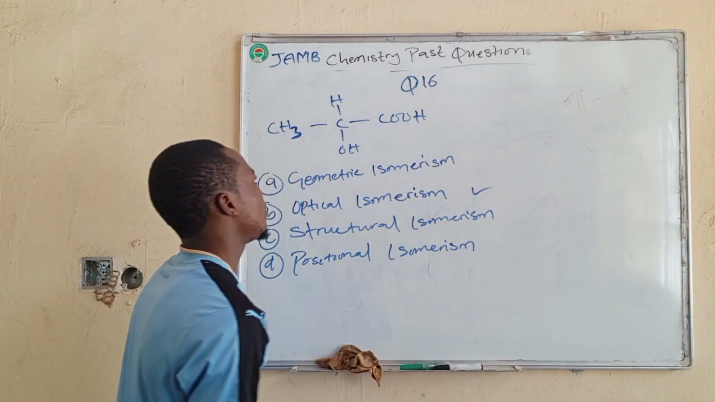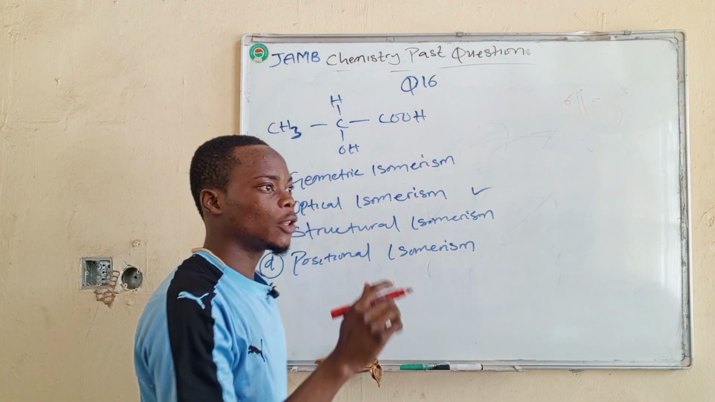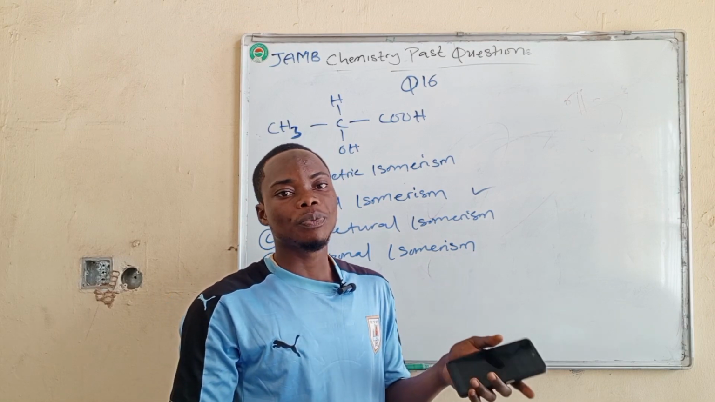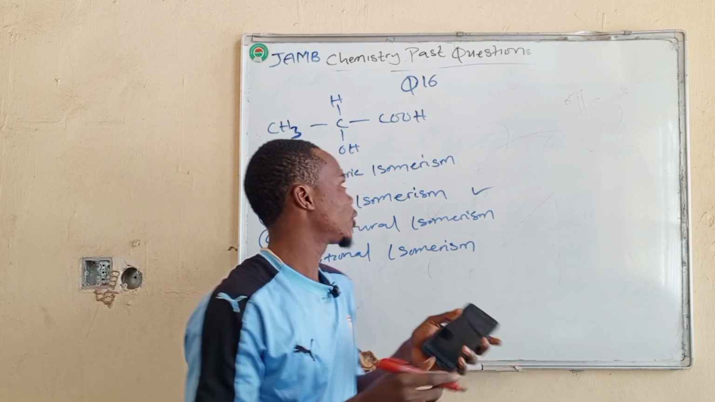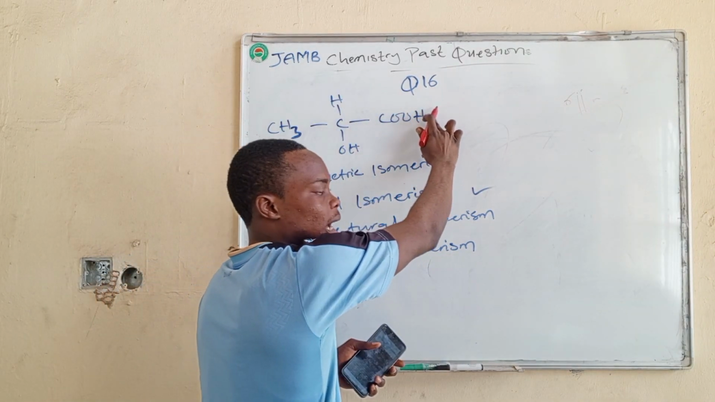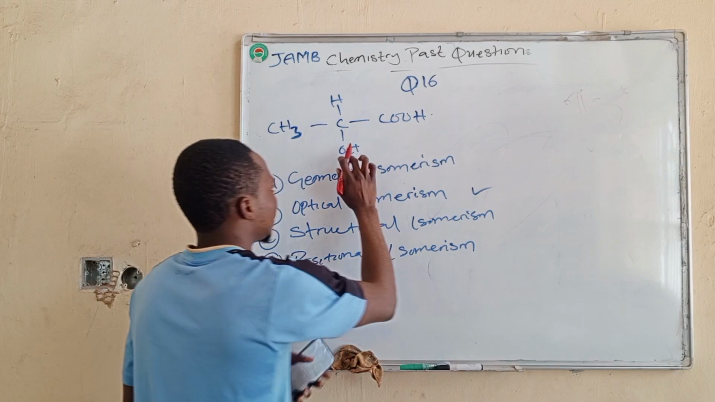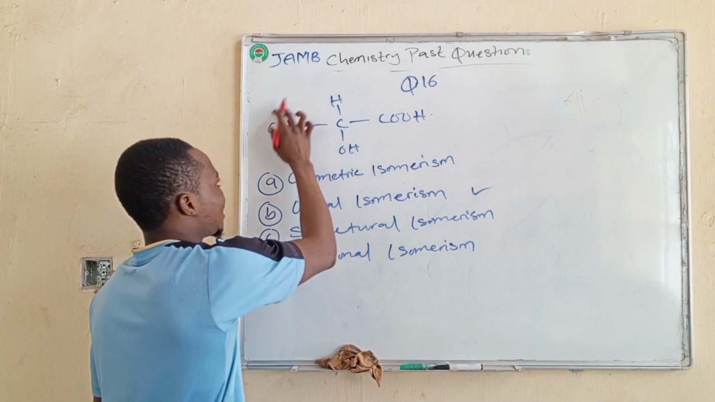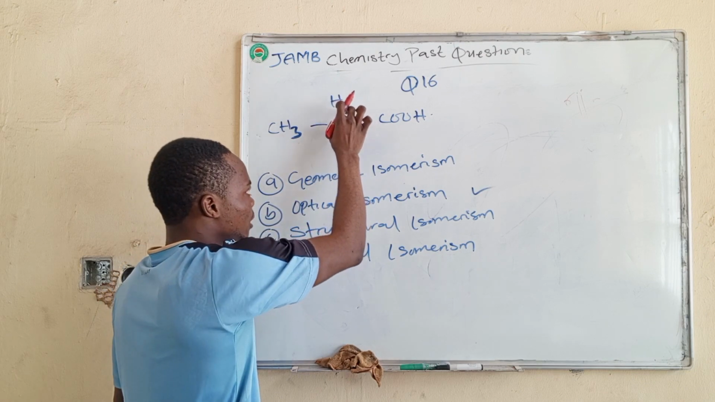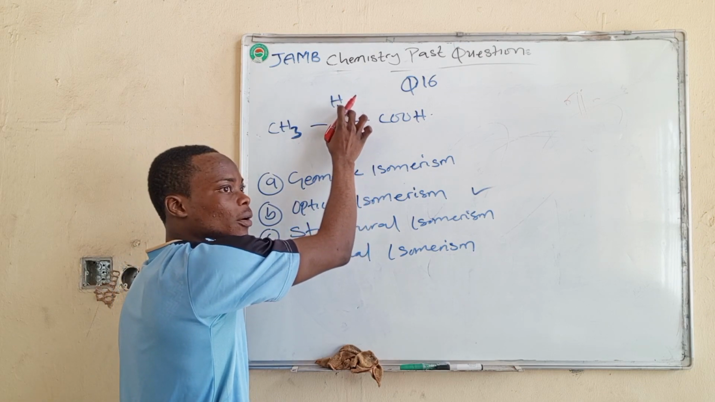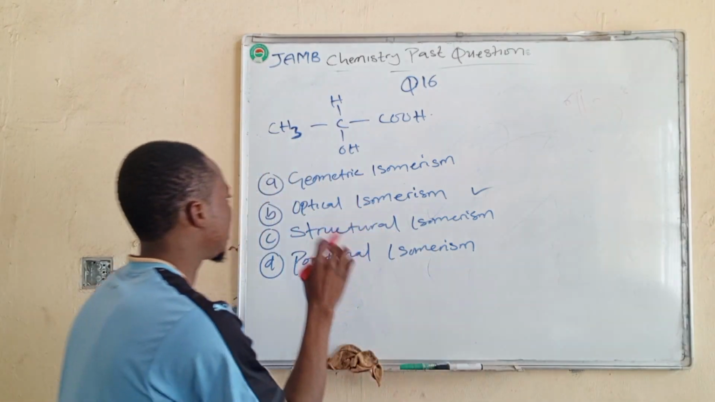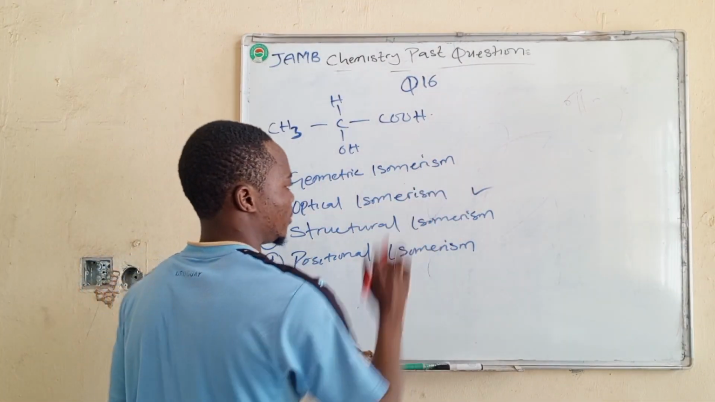A chiral carbon atom is a carbon atom that is attached to four different groups. Look at this compound now. This is a carboxylic acid group. This is an alcohol group. This is an alkyl group. This is a hydrogen. Now, this is what we call a chiral carbon atom. And it is only a chiral carbon atom that can exhibit optical isomerism.